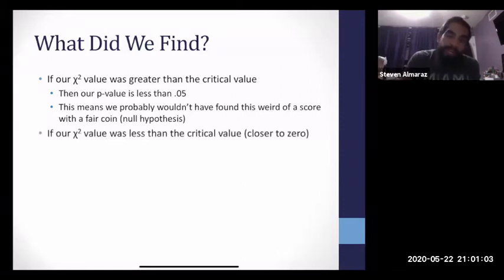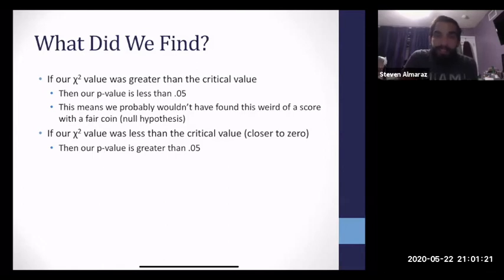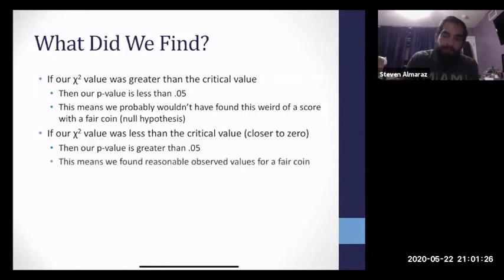Now, if our chi-squared value was less than the critical value, which it was, much closer to 0, then our p-value is greater than 0.05. That means there is greater than a 5% chance that we would get a score like that based on the null hypothesis. In this case, it was way higher than 5%, okay? This means we found reasonable observed values for a fair coin. Yeah, 9 and 11 are totally reasonable to get from a fair coin. Even 8 and 12 are reasonable from a fair coin.